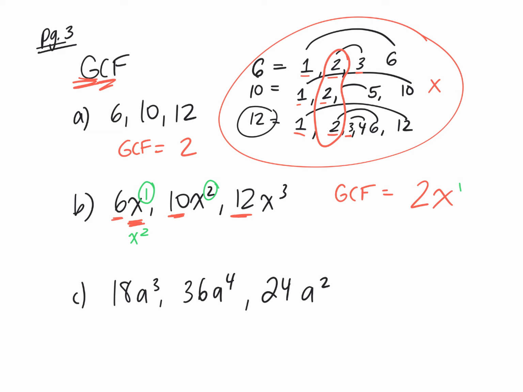Okay, what about the next one? Let's do this one together. Greatest common factor. What are 18, 36, and 24 all divisible by? The largest number. 6. They're all divisible by 6. Do they all have the variable a? And what's the lowest exponent? So a squared. That's it. That's the greatest common factor.